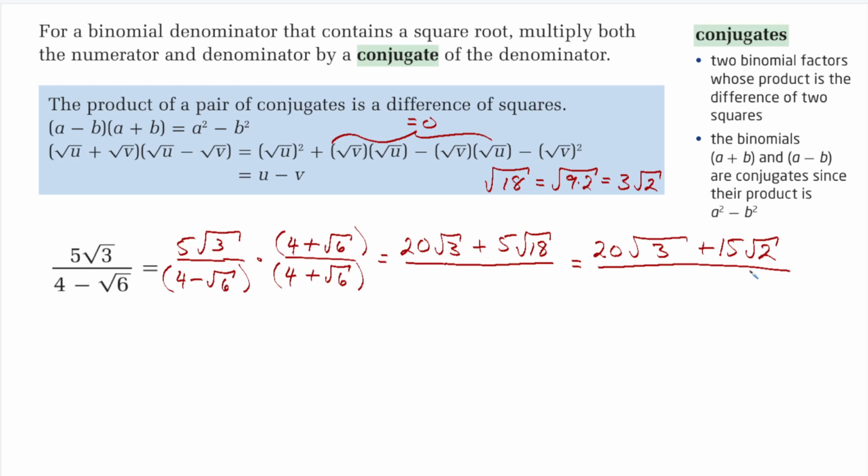Okay, so now let's talk denominator. I'll show you the short way and then I'll show you the long way down here for the denominator. Since we've set this up, 4 minus root 6 times 4 plus root 6, we've set it up to be a difference of squares. I know the cross terms are going to disappear, so the first term is going to be 4 squared. And the second term is going to be minus root 6 squared.